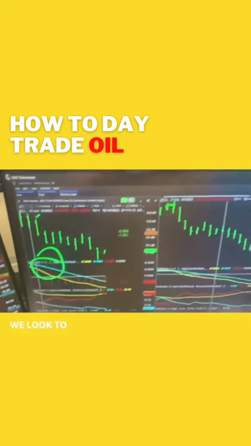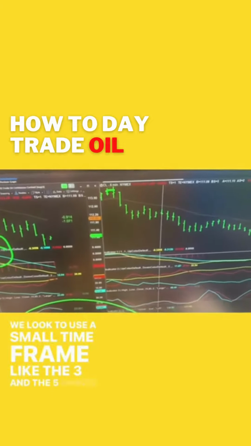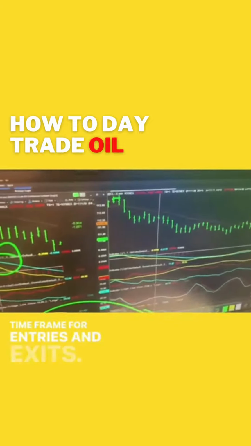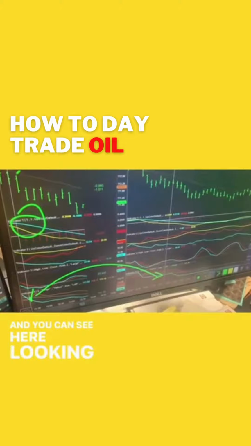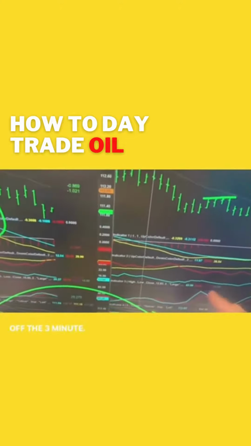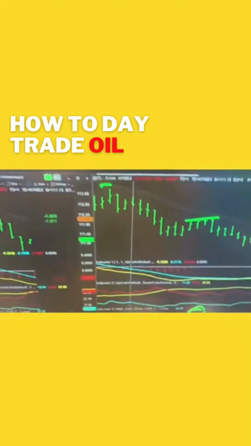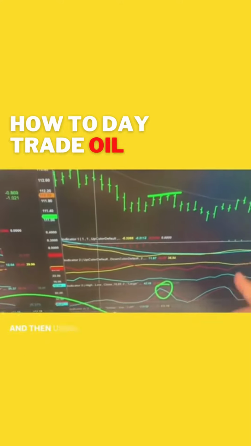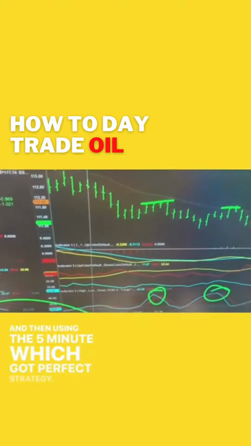And then what do we do? We look to use the smaller time frames like the 3 and the 5-minute time frames for entries and exits. And you can see here, looking at oil, this was the first bounce right here off the 3-minute. Well, you can see even though we're looking at the 5, the 3 really got way overbought. And then using the 5-minute, which got a perfect strategy.